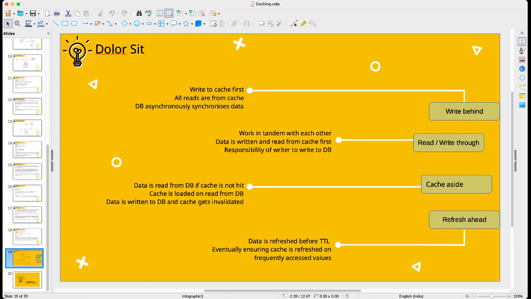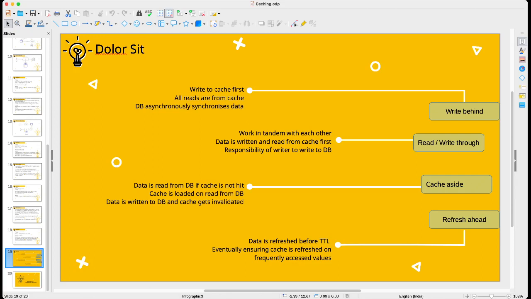Read through and write through. These have to work in tandem with each other. Data is written and read from the cache first. It is the responsibility of the writer to write back to the DB. As I said, the atomicity or ensuring the guaranteed data to the DB is the responsibility of the application.